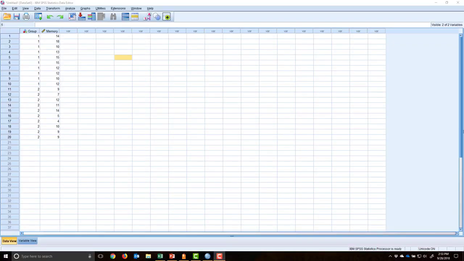So we're going to use SPSS to do an independent groups t-test to show you how we got some of these numbers without having to do any of the math, right? SPSS allows us to do that.